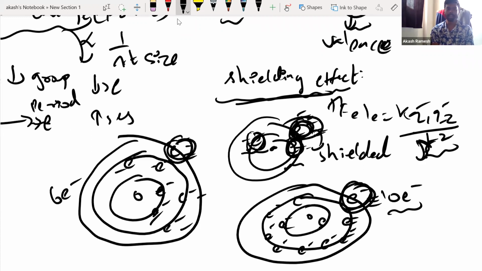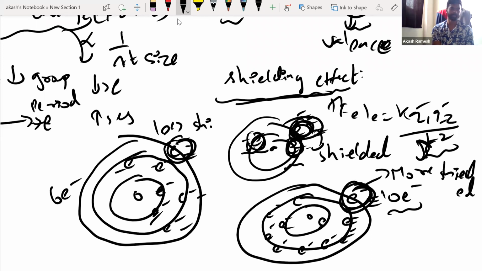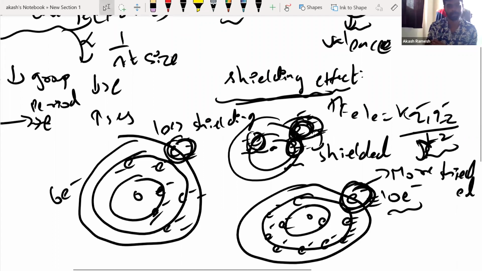So I would say this electron is more shielded than this electron. This is less shielded. The amount of shielding is obviously going to depend upon the number of inner electrons present. That is one criterion. The second criterion is, even if I have the same number of shielding electrons, in which orbital or subshell they are present also matters. Let me give you an example.